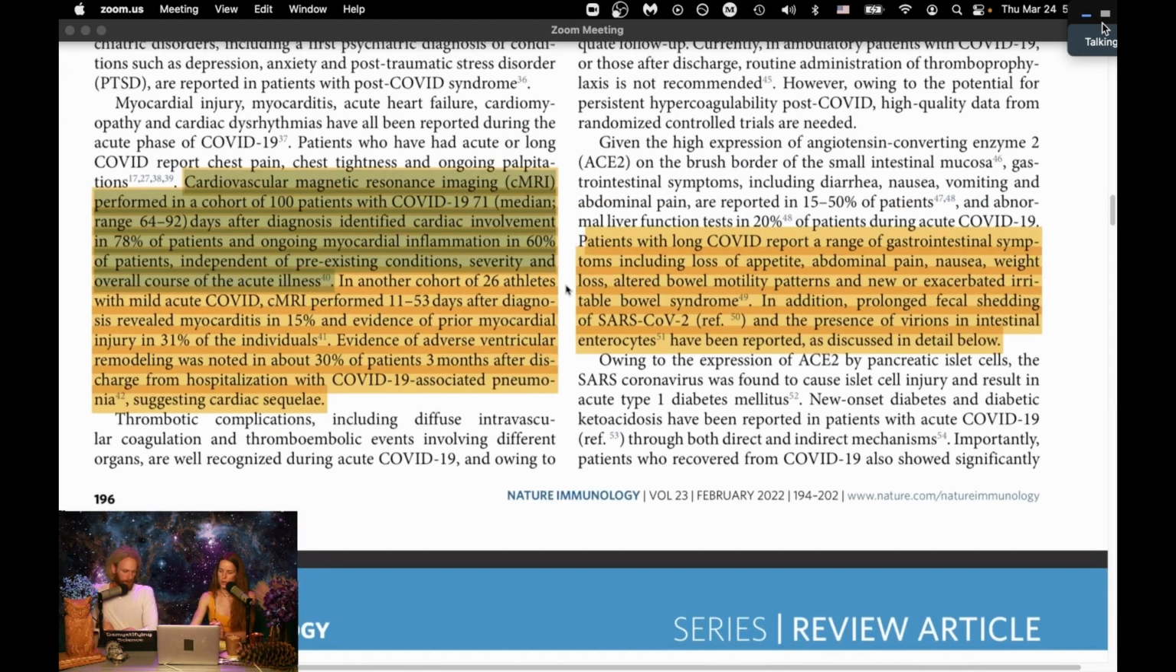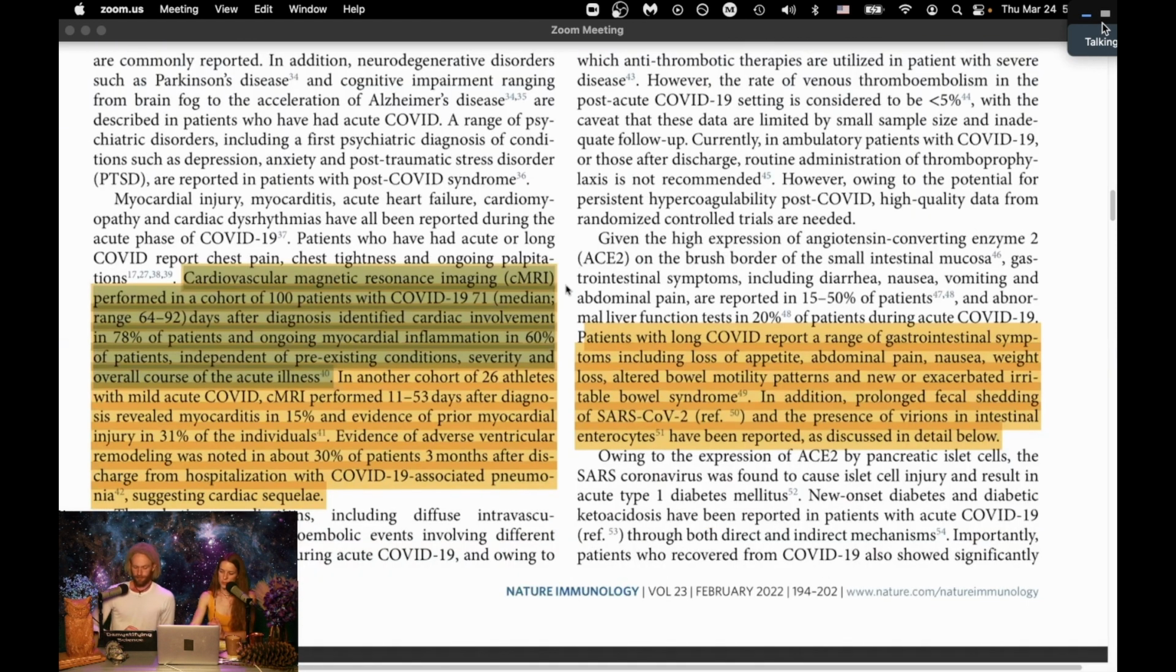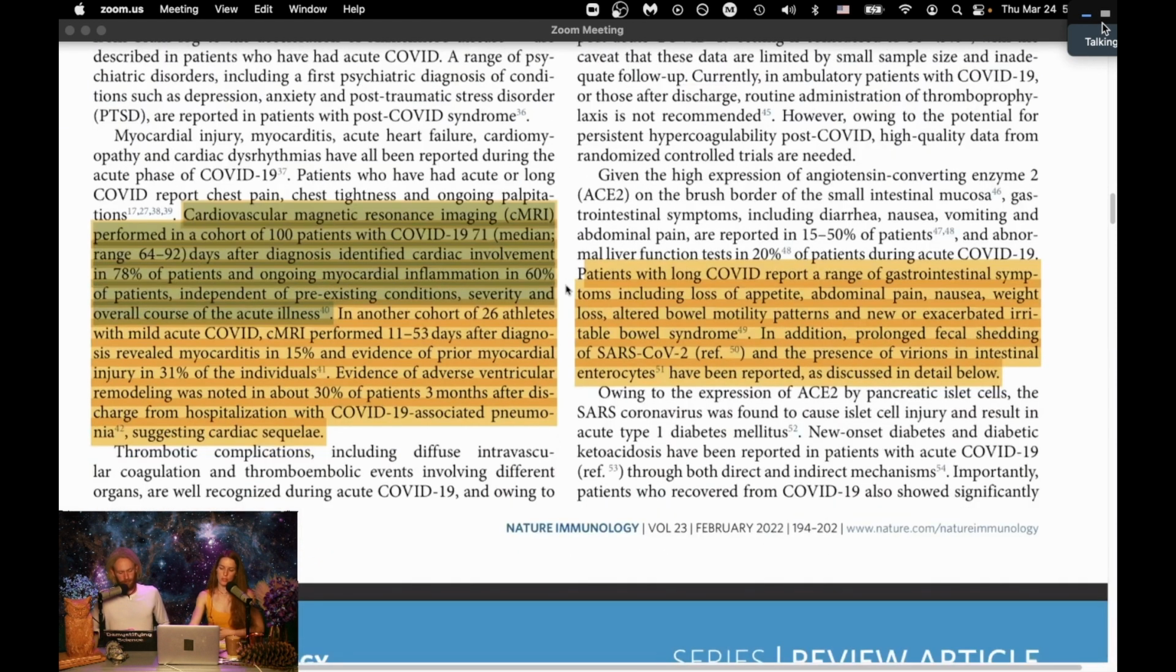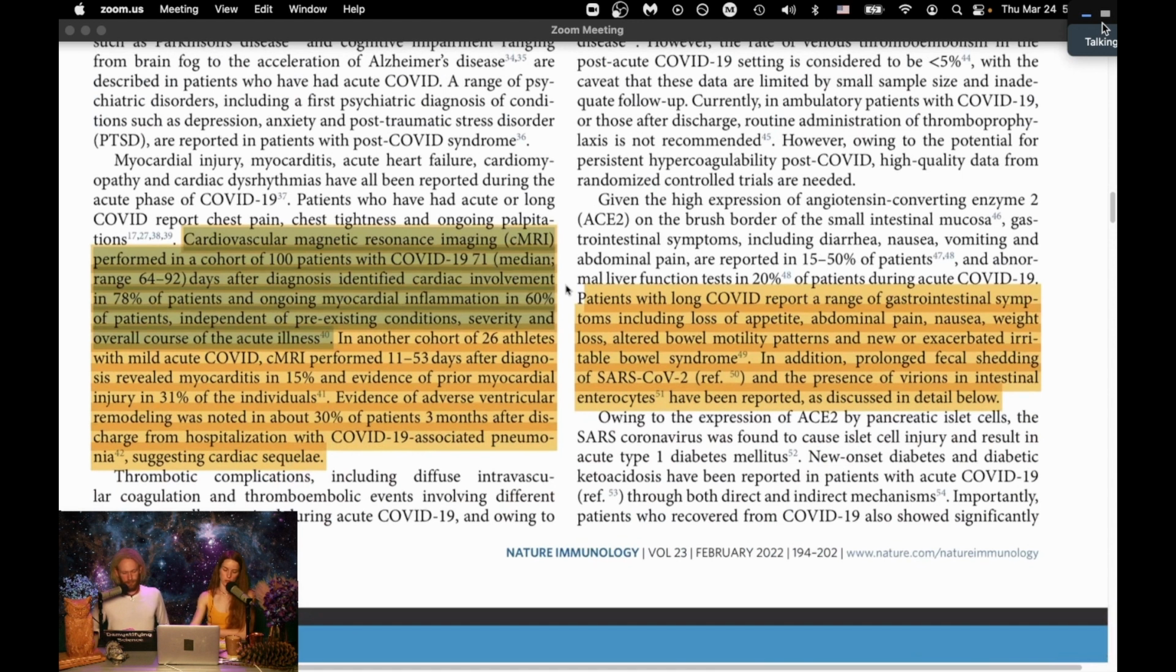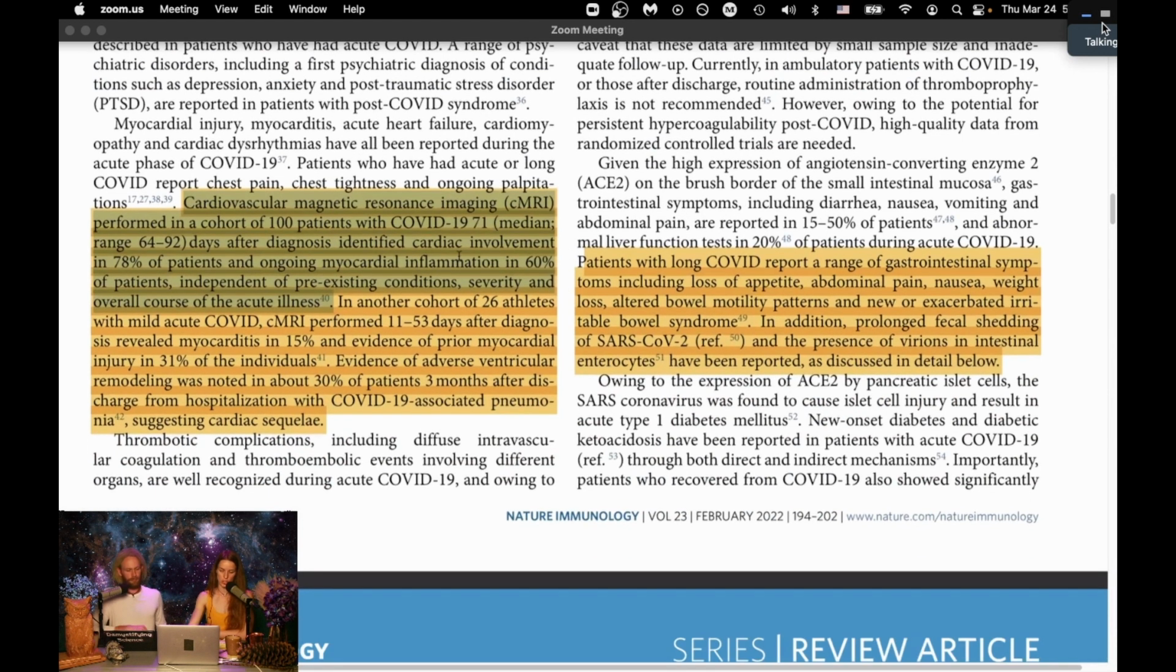Exactly. But there are some things you might be able to do. Exactly. And the list of things that are pretty intense are related to the immune system for the large part, right? Myocardial inflammation in 60% of patients, independent of pre-existing conditions. Even athletes are getting myocarditis, 15% of this very, very small group of athletes.